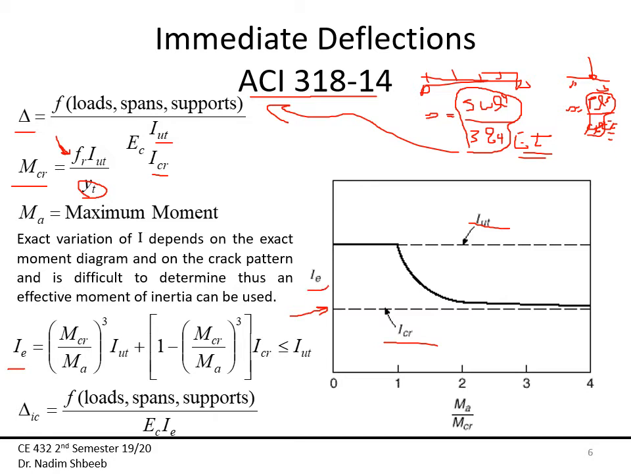So we impose what we call an effective moment of inertia, and that is between the I uncracked transformed and the cracked moment of inertia. Here Ma is the maximum moment on the beam divided by the cracking moment, and this shows you the relation between the uncracked versus the cracked. The way that we used to calculate Ie is through this equation, but we do not use this equation anymore.